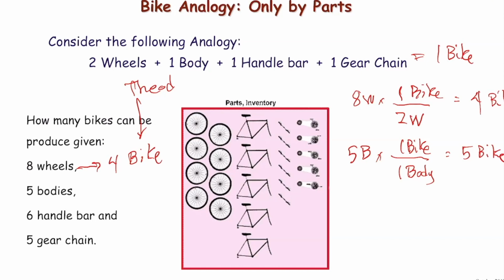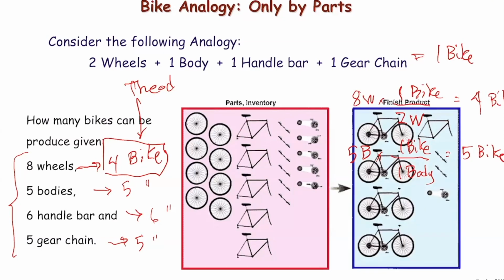Same thing in chemistry. This will potentially give me 5 bikes. 6 handlebars will potentially give me 6 bikes, and 5 gear chains will potentially give me 5 bikes. The amount that is the smallest, this is a big hint, is what you're going to end up with. Why? Because the wheels will run out first before the other parts. So using this list, I'm going to end up making 4 bikes only. And then the others will be extra parts.